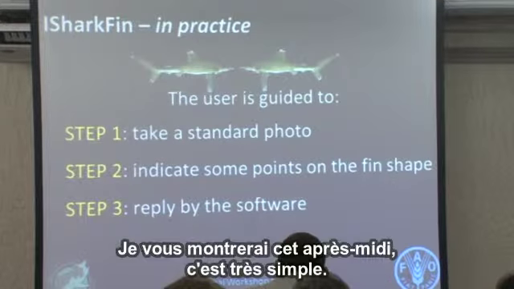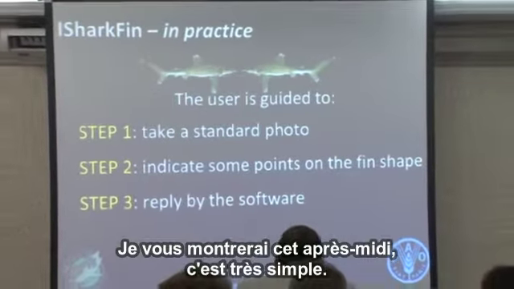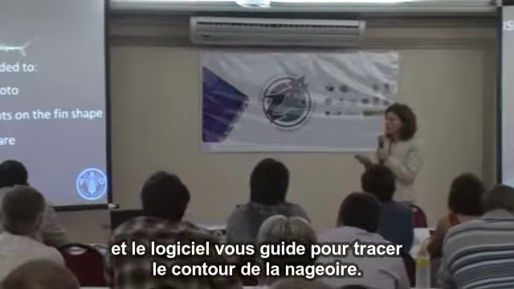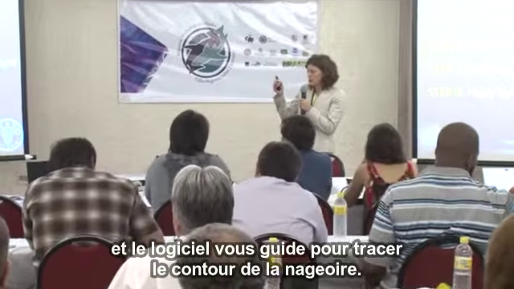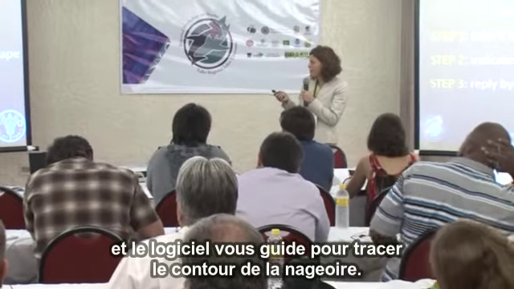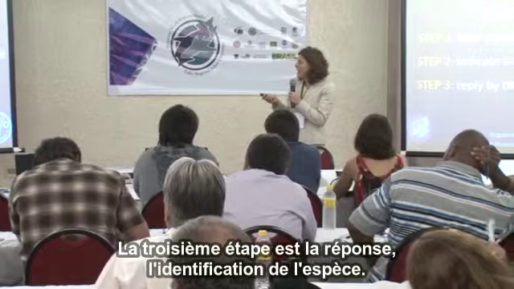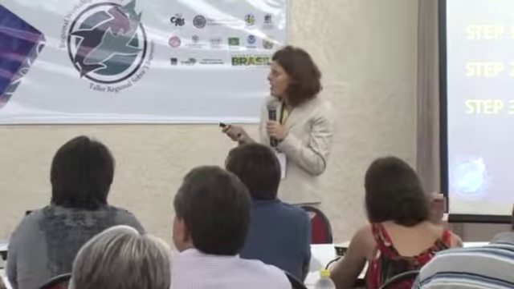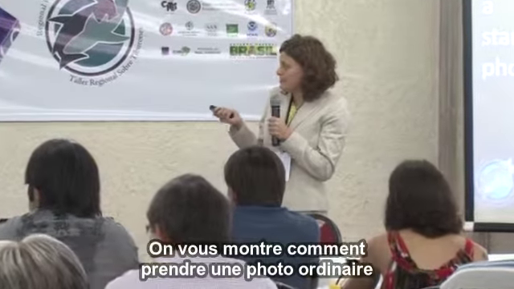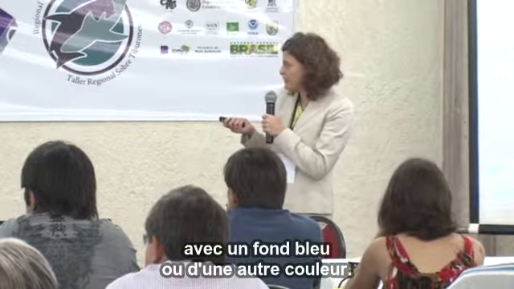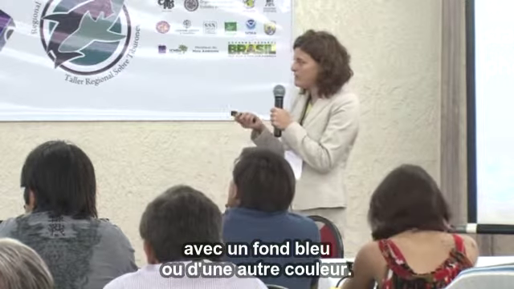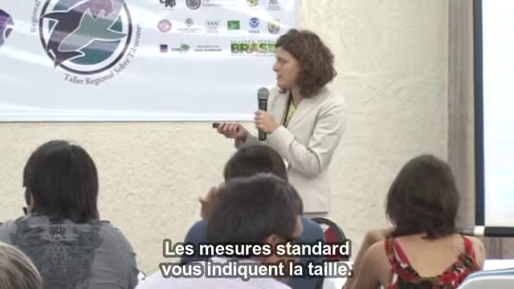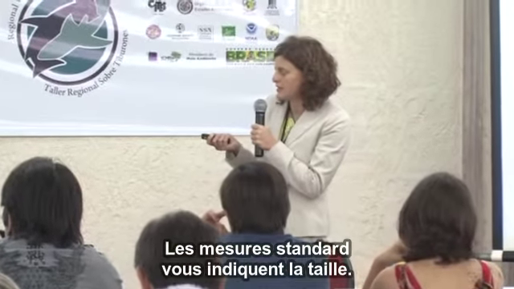Starting from taking a standard photo, and I will show you in the afternoon, it's very simple. You upload the photo in the software, and it guides you on how to take the points on the fin shape. And then step 3, just have the reply, which is the species. So this is a picture of how to take a standard photo with a blue colored background or another color, and a standard measure in the photo that indicates the size.